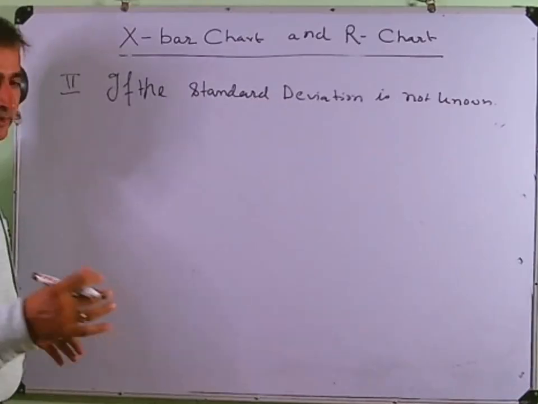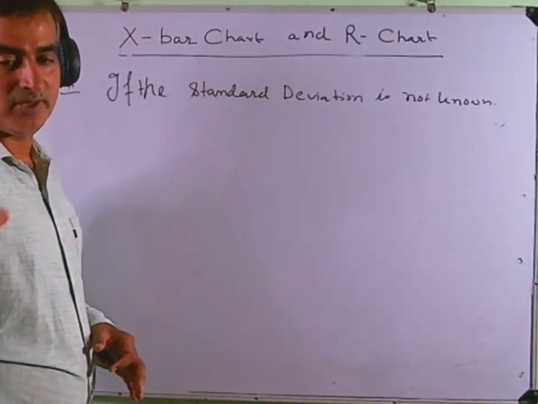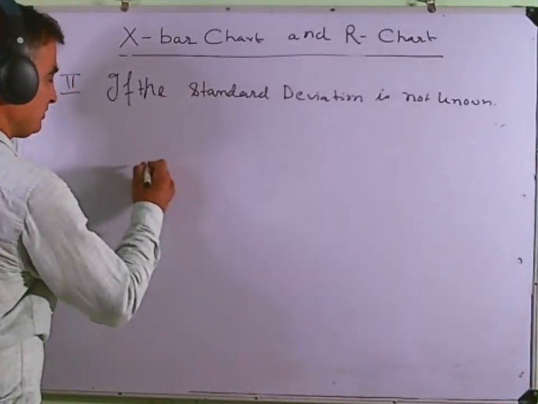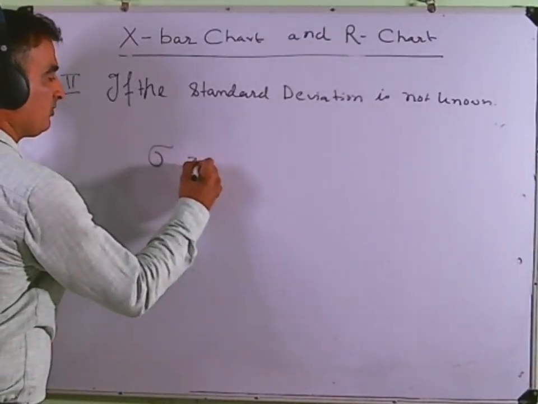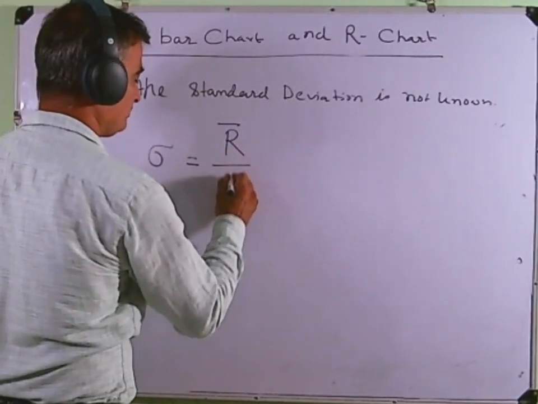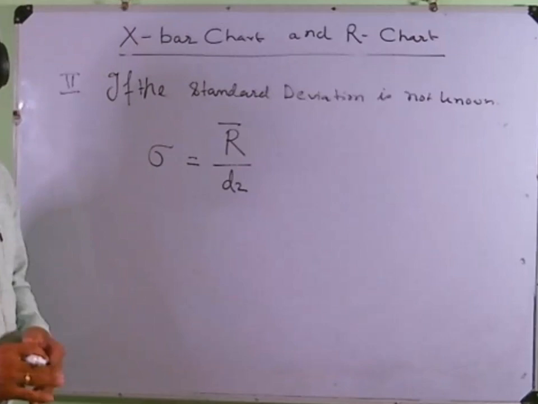There is a formula to calculate the estimator of standard deviation, or standard deviation of the process, and that formula is: sigma is equal to R bar divided by D2. Now, what is R bar?